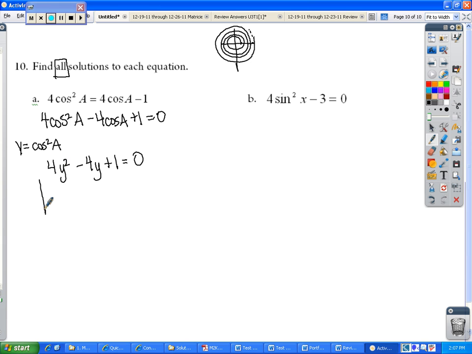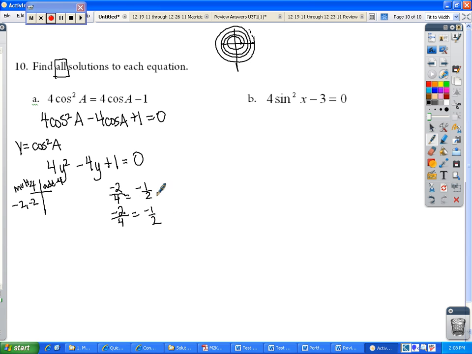I'm going to look for two numbers that when I multiply, I get 4 times 1, which is 4, and when I add, I get negative 4. Those two numbers are negative 2 and negative 2. Negative 2 times negative 2 is positive 4. Negative 2 plus negative 2 is negative 4. So I'm going to have negative 2 and negative 2. Make my fractions. I'm going to put them both over a. The a value is 4. And then simplify. So this is negative 1/2, and this is negative 1/2.